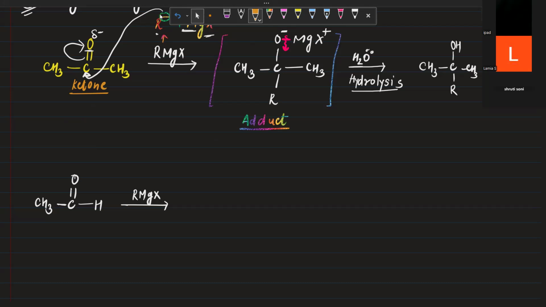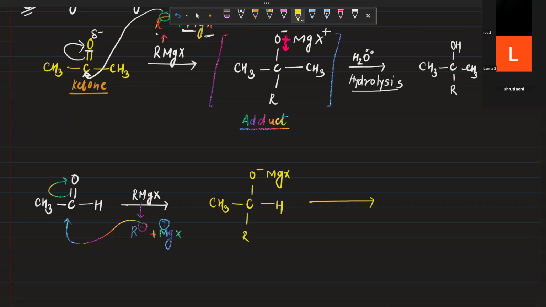So how will the reaction proceed? RMgX breaks into R minus. Now R minus attacks the carbon. This bond will shift over here. It will convert into CH3, C, O minus, here is hydrogen, here is R, and one MgX will attach here. Then hydrolysis will take place with H2O. Then CH3CHR, OH will be attached.